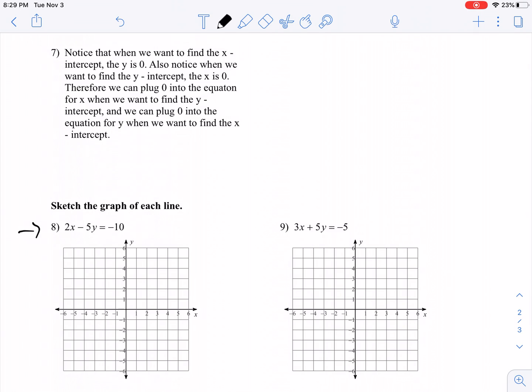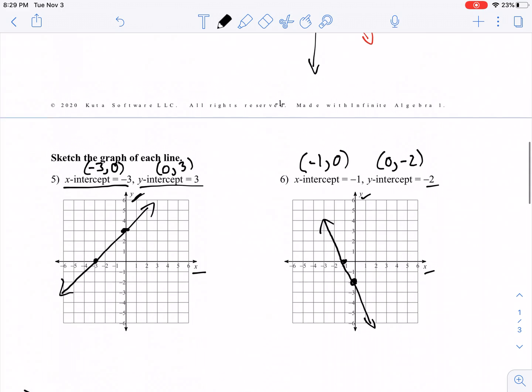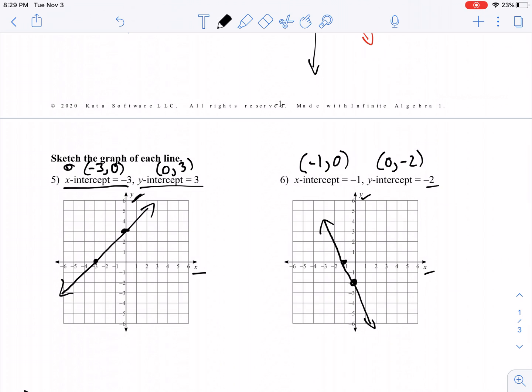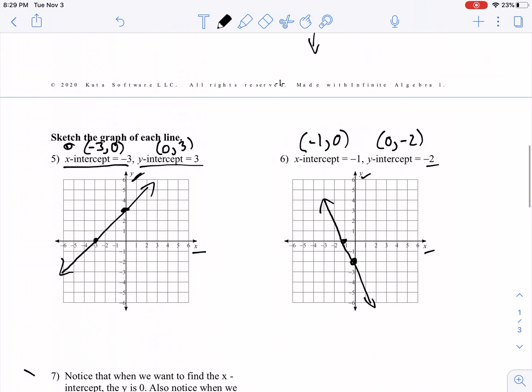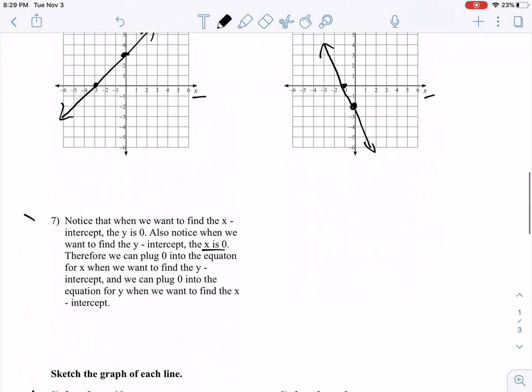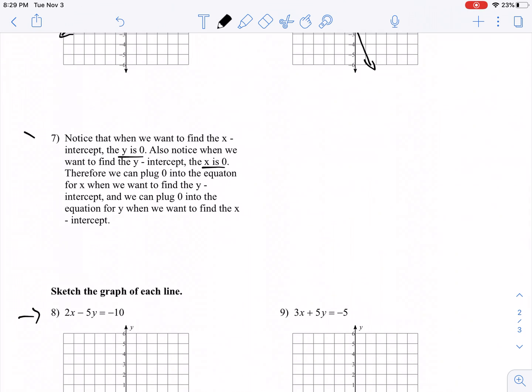So it says notice, in number 7 here, notice that when we want to find the x-intercept, the y is 0. Okay, so when we had the x-intercept, the y was 0. Also notice when we want to find the y-intercept, the x is 0. So when we had the y-intercept, the x was 0, just like those examples that we looked at before.